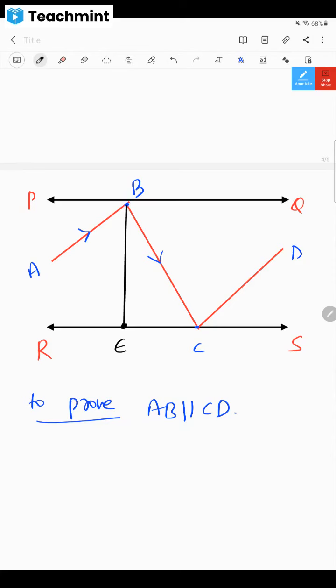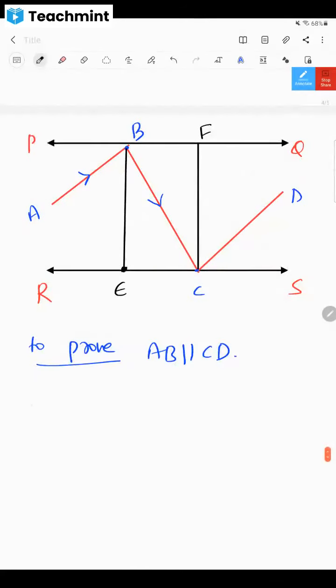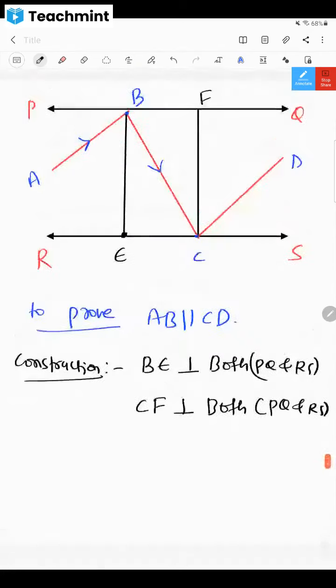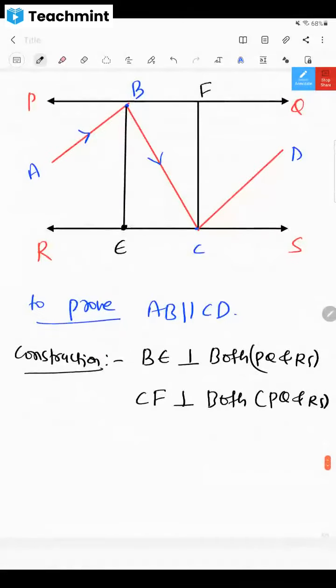This is perpendicular, okay? And afterwards, I'm going to draw one more perpendicular here. Let me call it CF. So CF is also one perpendicular. This is the construction I'm doing: BE is perpendicular to both PQ and RS. And another construction, CF is perpendicular to both PQ and RS. Is it clear? This is the construction I am doing.